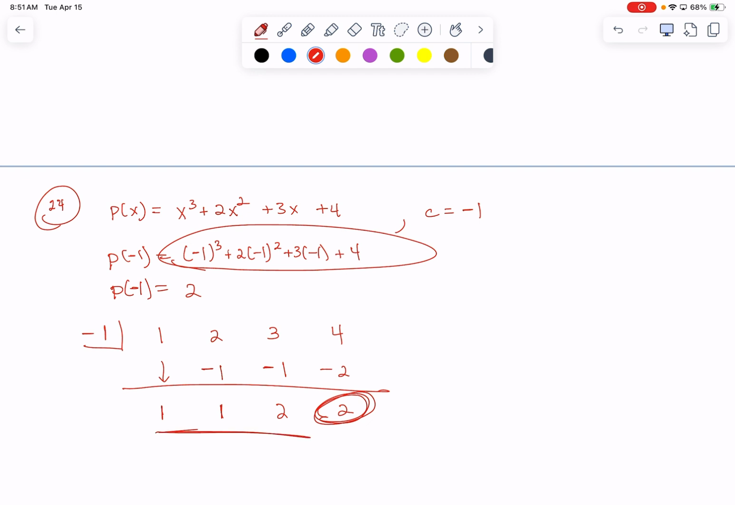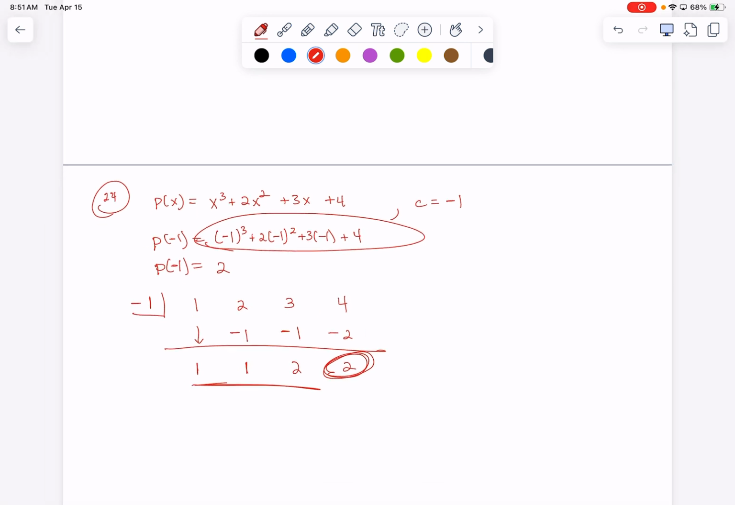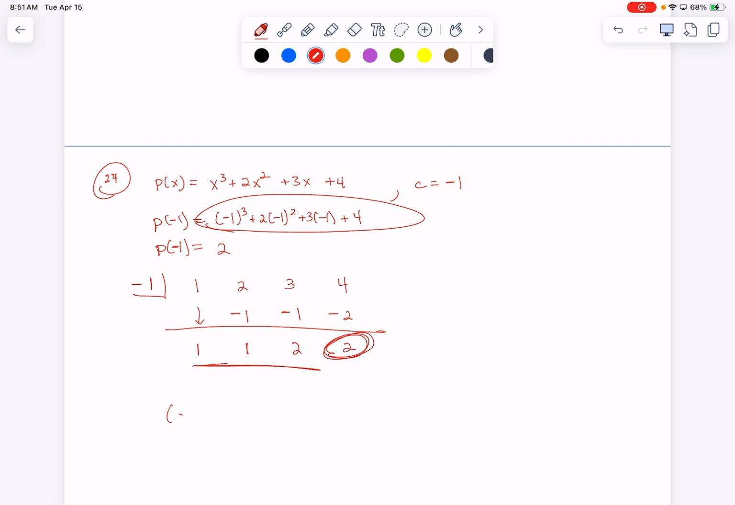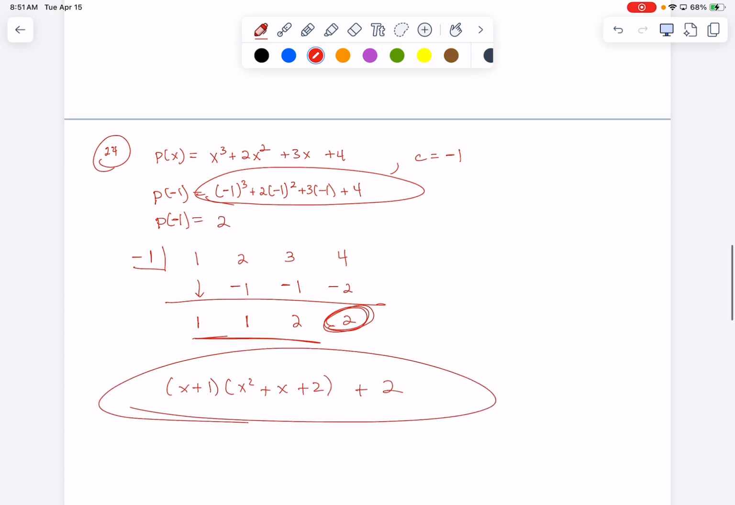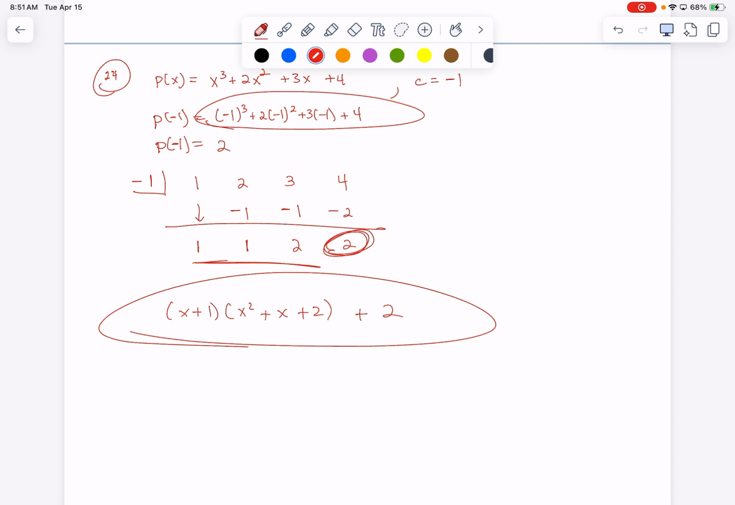Oh, so then -1 would be an x-intercept. It'd be an x-intercept. Can you attest that it equals 2? All right, so how do we write it? The answer then would just be this. It'd be x plus 1 times x squared plus x plus 2 with a remainder of what? Yeah, it doesn't divide evenly, so we can't divide it any further.